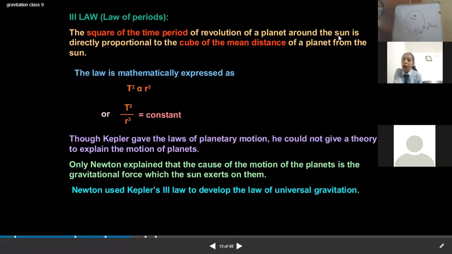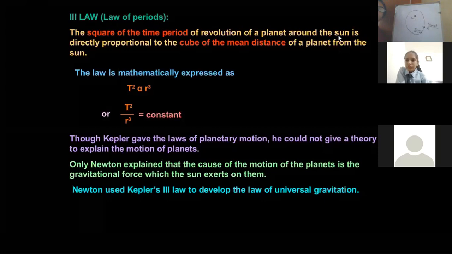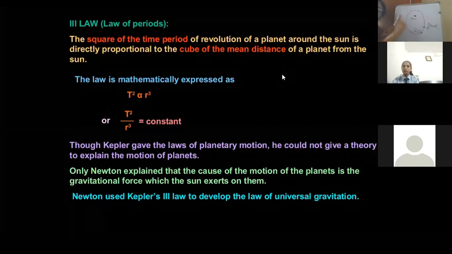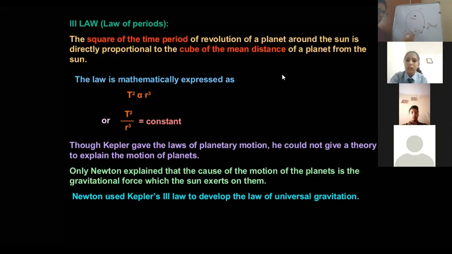What does this law say? This says that the time period of a revolution of a planet around the sun, the time taken by the planet to move around the sun, let it be T. Mathematically, it says that T square, the square of the time period, is directly proportional to the cube of the mean distance.